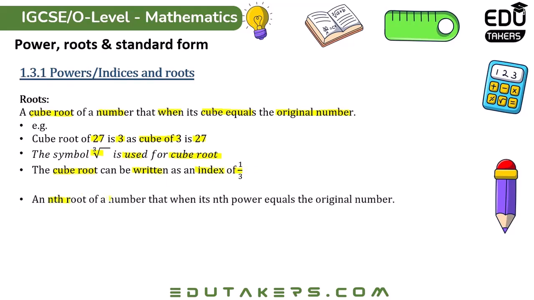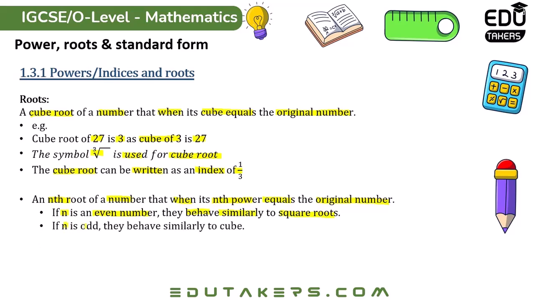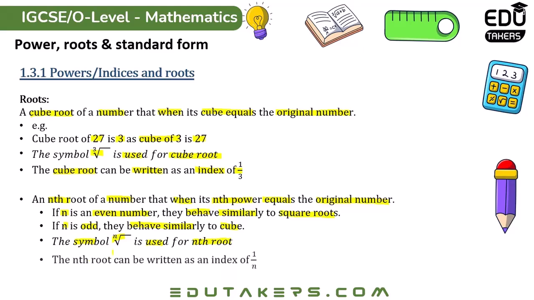An nth root of a number is a number whose nth power equals the original number. If n is an even number, they behave similarly to square roots. If n is odd, they behave similarly to cube roots. The nth root symbol is used for the nth root. The nth root can be written as an index of 1 over n.